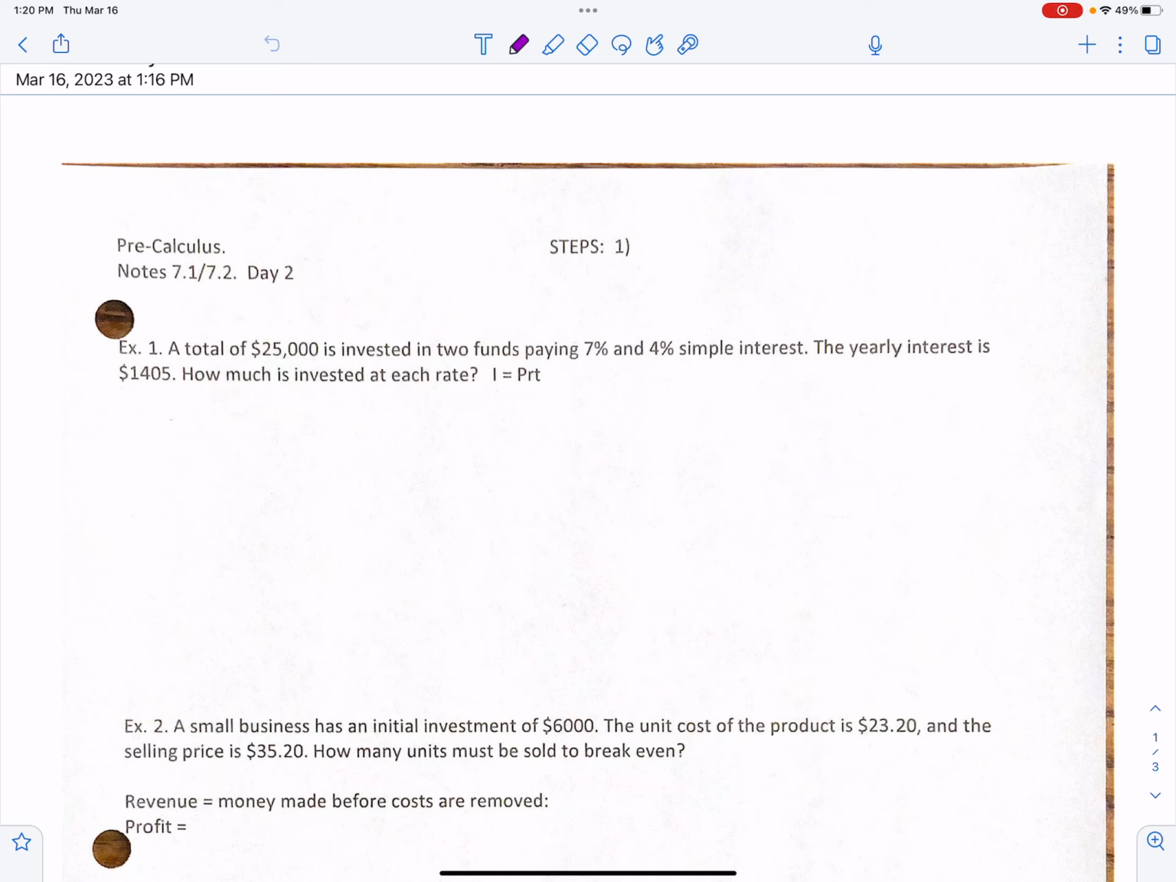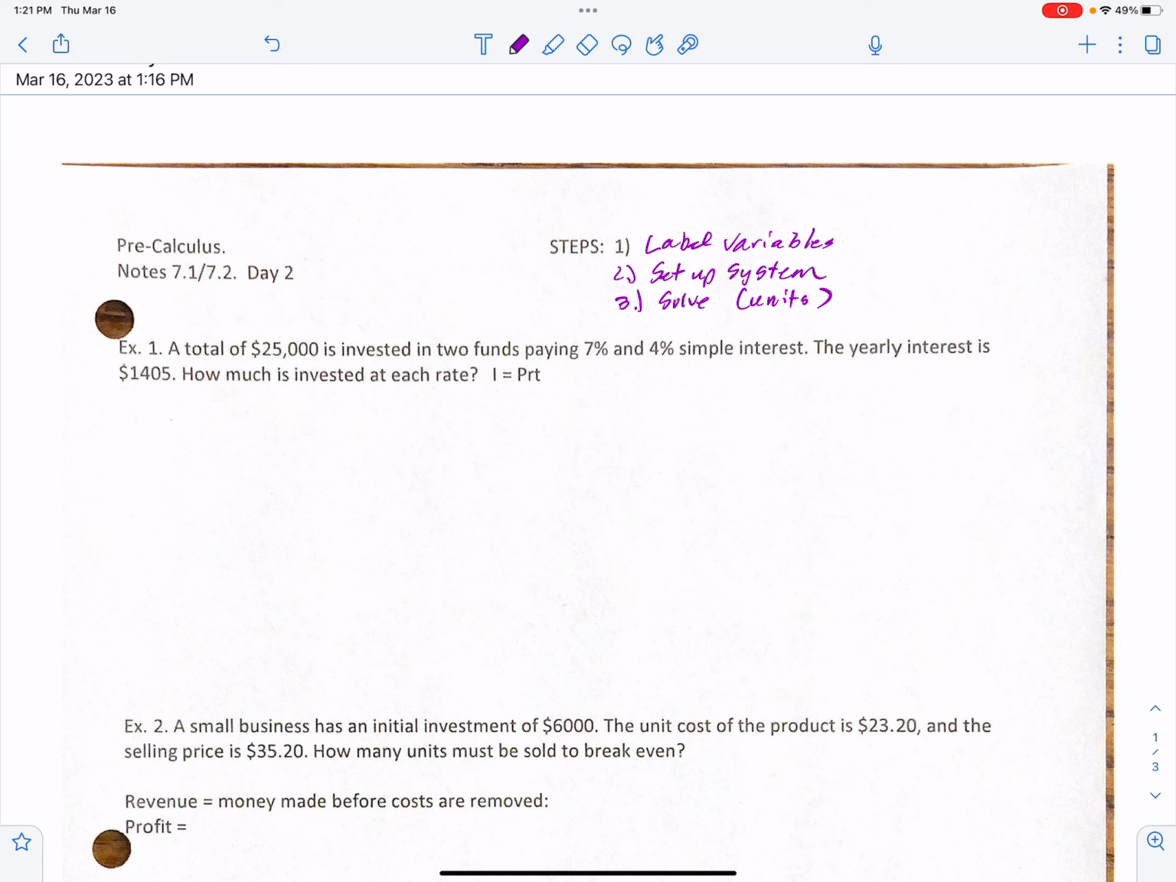Okay, this is pre-calculus, notes 7.1, 7.2, day 2. And this is where you're going to be solving systems of equations, but you have to set them up. And so the first step is to label your variables. And then the second is to set up your system. And the third is to solve, and don't forget units in your answer if they need to be there.